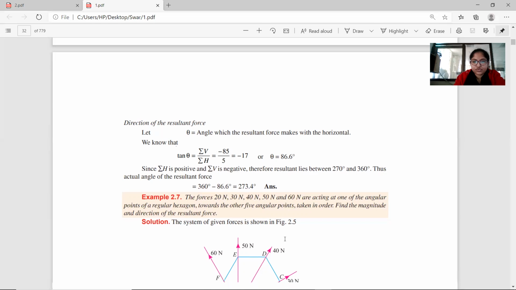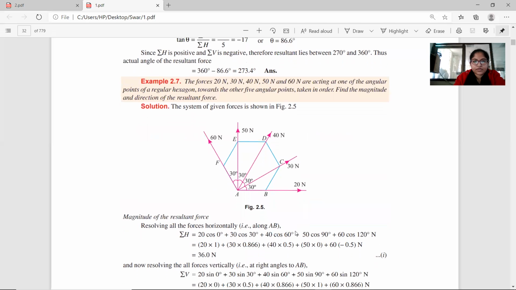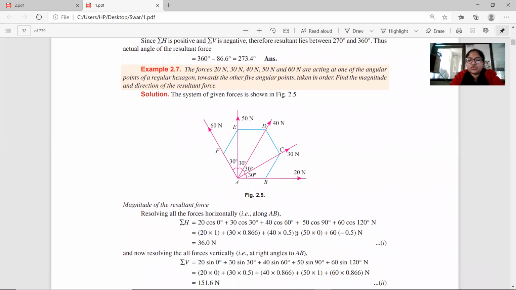Let's move to the next question. The next question says the forces 20 newton, 30 newton, 40 newton, 50 newton and 60 newton are acting at one of the angular points of a regular hexagon towards the other five angular points taken in order. Find the magnitude and direction of the resultant force. So I have this diagram with 20 newton, 30 newton, 40 newton, 50 newton and 60 newton.